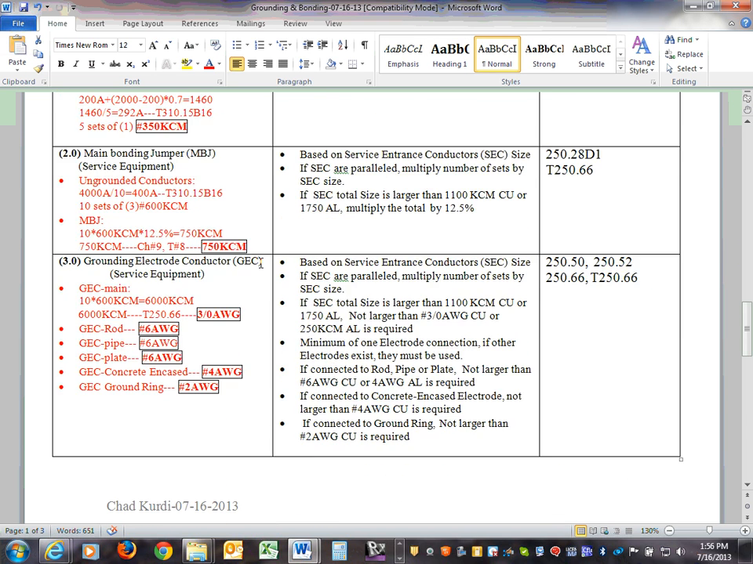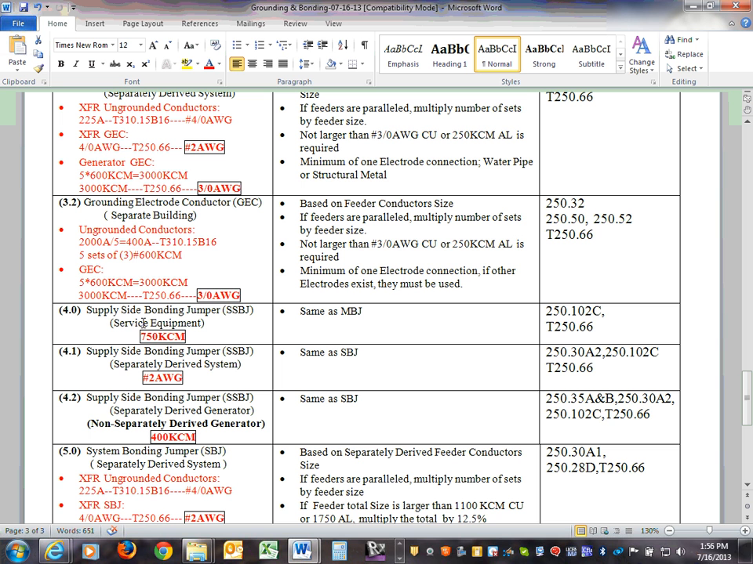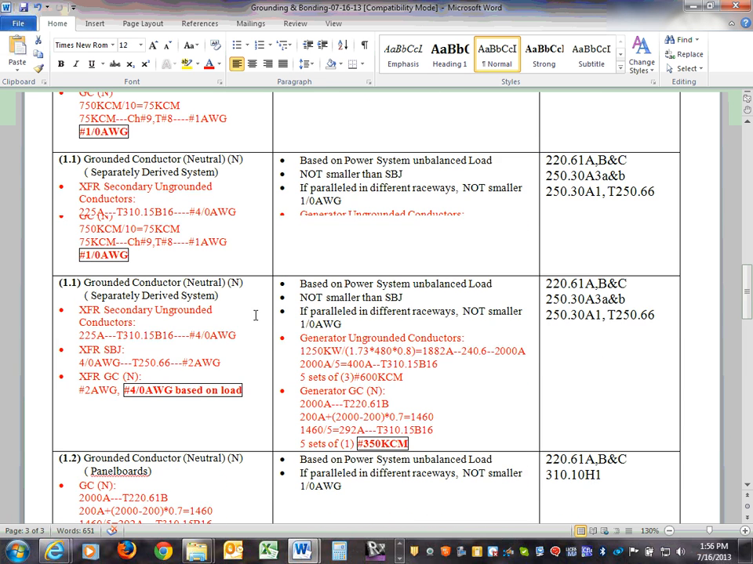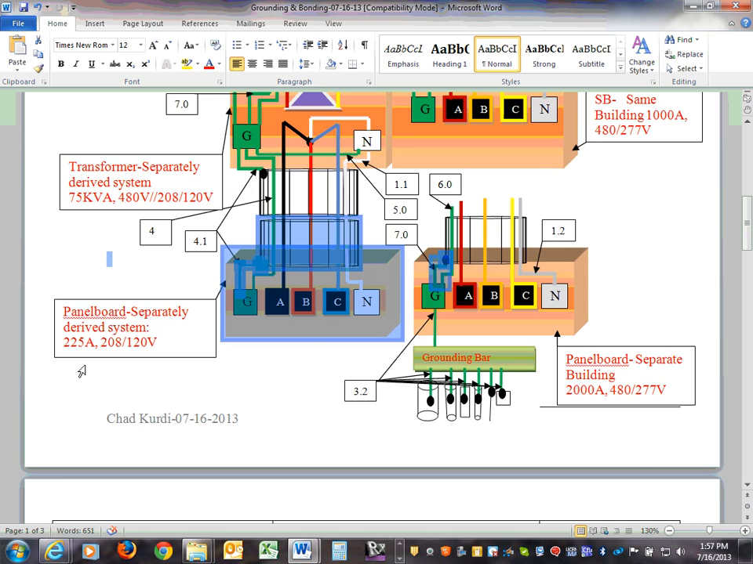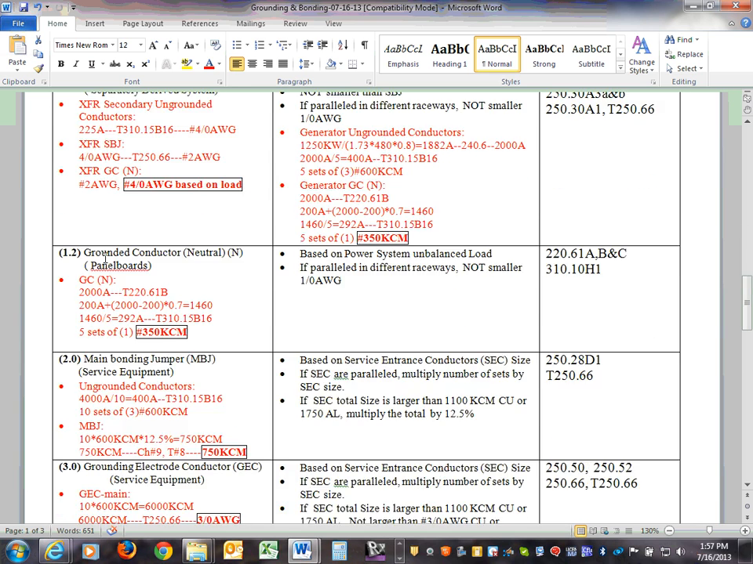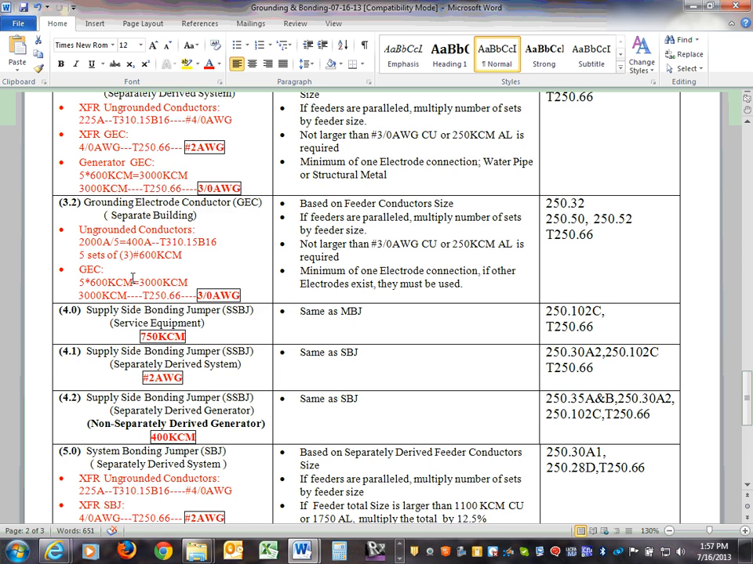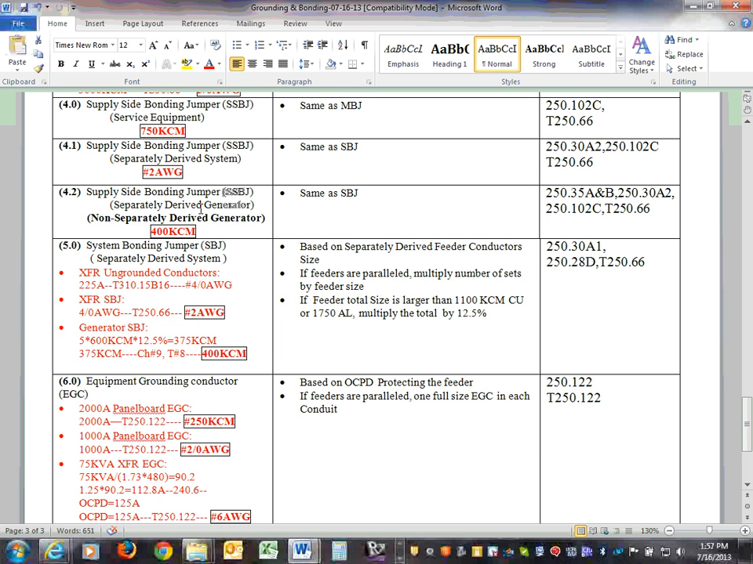If you go look at 4, this is supply side bonding jumper. And 4.1 is also supply side bonding jumper, also sized like the supply side bonding jumper. 4.1 supply side bonding jumper.